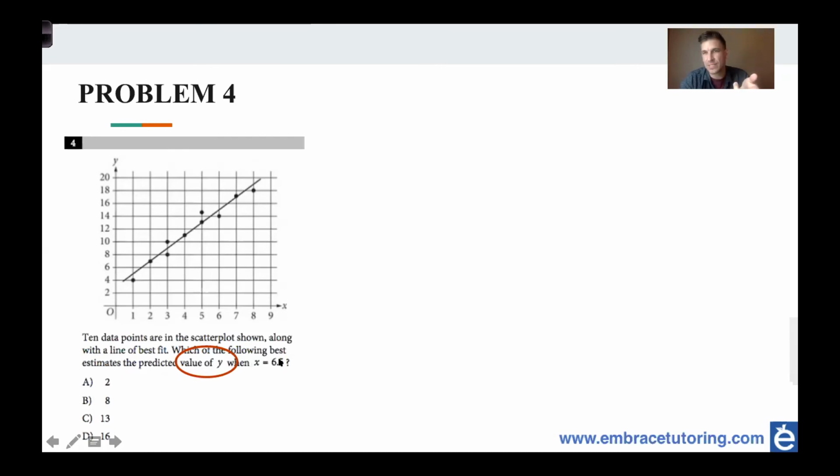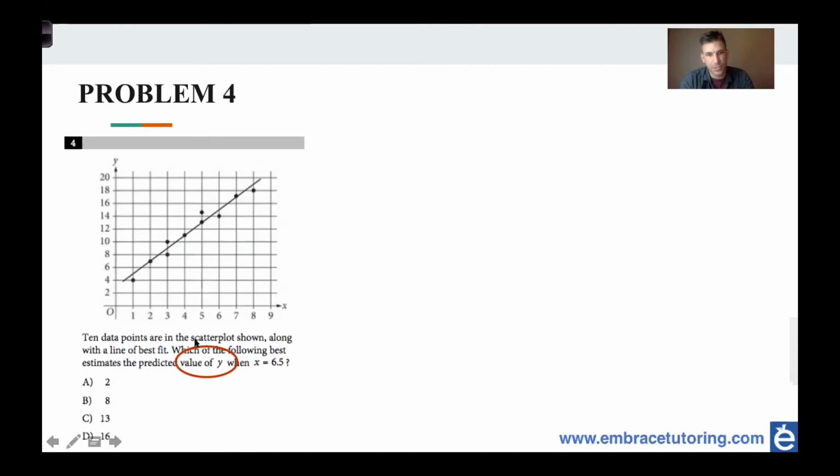Now, best estimates means that it may not be shown on the graph, and you're trying to predict it based upon the line of best fit. Also, quick tip: you want to pay attention to the increments, and you want to pay attention to if there is a 0 present, like if there is an x equals 0 or a y equals 0. If not, most of the time you'll end up plugging in, right, when you do that type of problem.